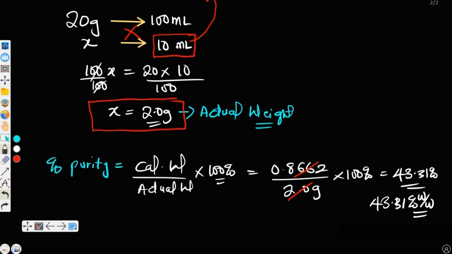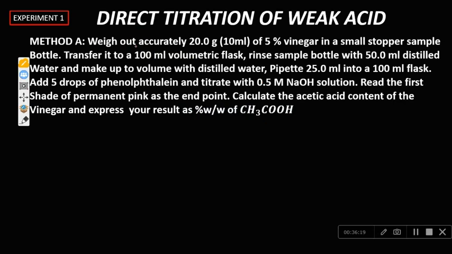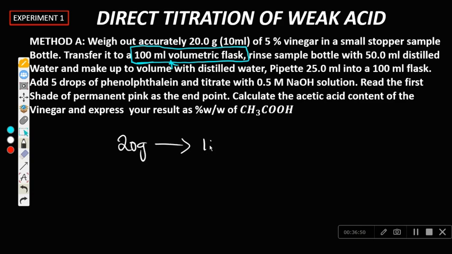See the 20 gram from the experiment it was given to you. Weigh out accurately 20 gram of 5% vinegar. This is just the concentration of vinegar in a small stopper sample bottle. Transfer it to a 100 ml volumetric flask. What is volumetric flask used for? For preparation of standard solution. Rinse sample bottle with 50 ml distilled water and make up to volume with distilled water, to the 100 ml. So it means that you actually have 20 gram in 100 ml.